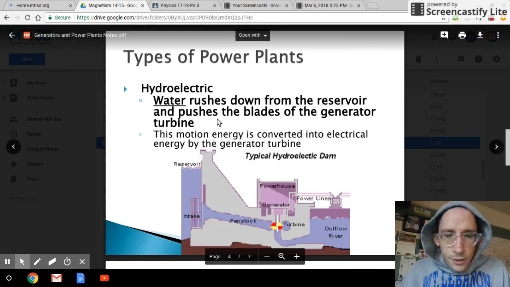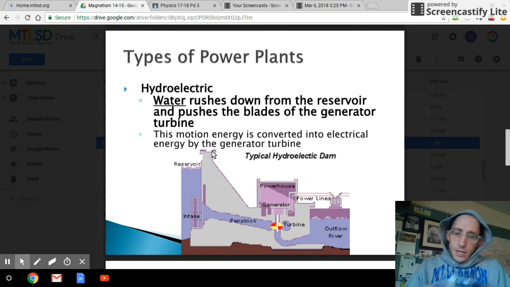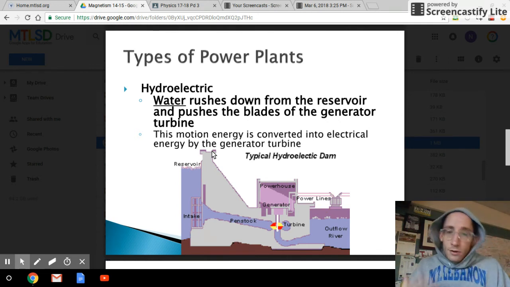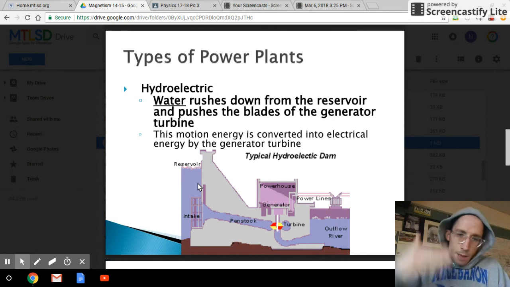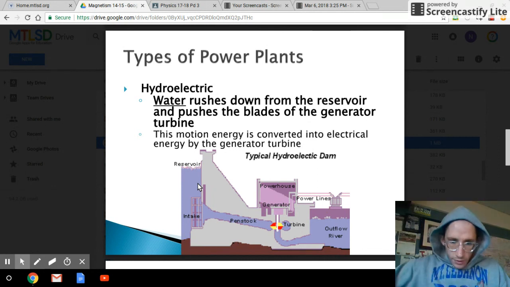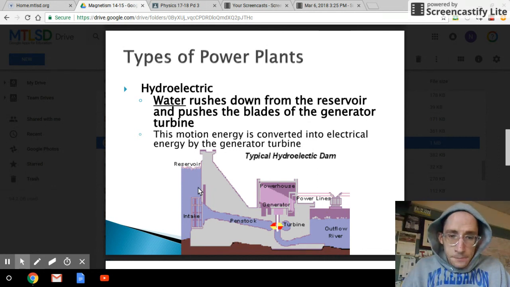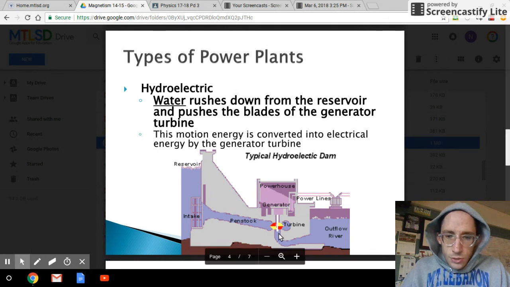All right, hydroelectric. What provides the motion energy to turn the blades of the generator turbine to move the wire through the magnetic field? Just water, in its liquid form. It's not heated to be converted into steam. It just uses essentially gravity. Build up this water, and it's going to want to level itself out because of gravity. As soon as you provide an outlet for it, it'll come shooting down.